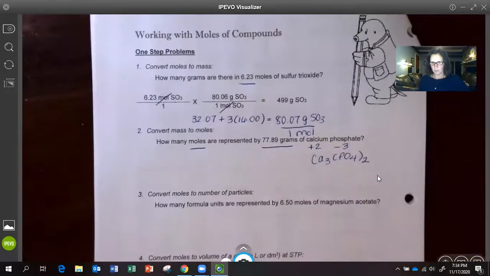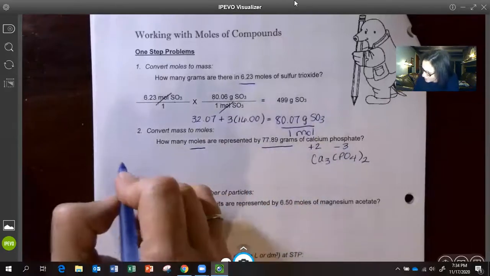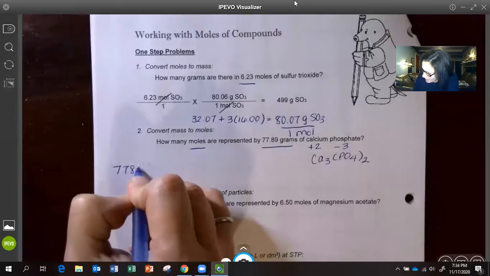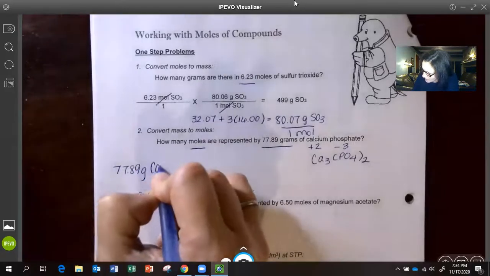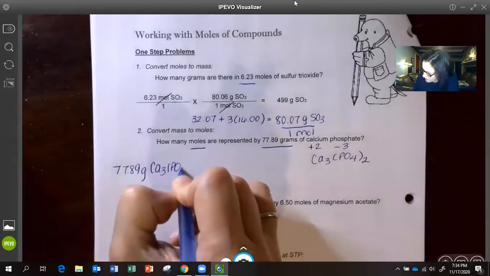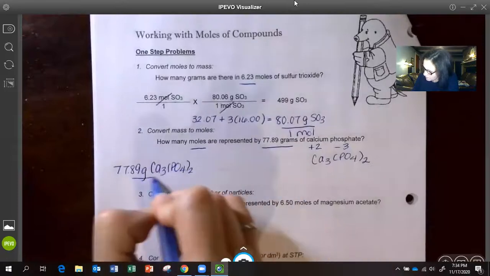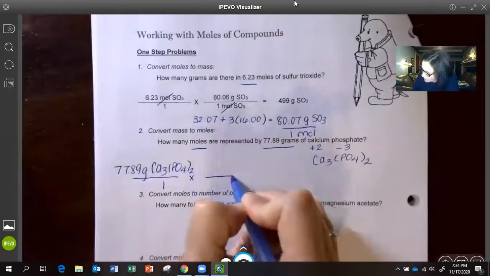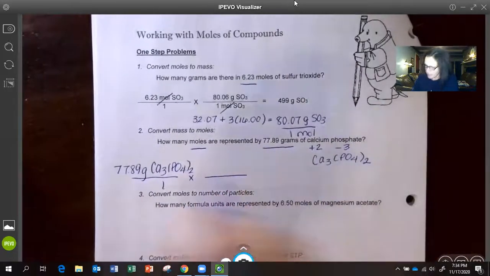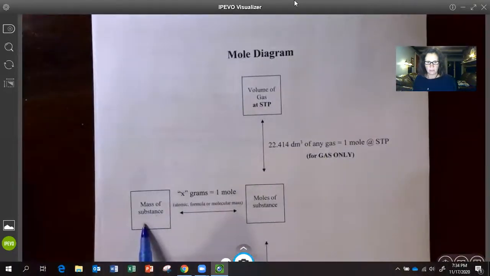So now we're going to set up our mole calculation. We want to start with 77.89 grams of calcium phosphate, and we want to turn that into moles. Using our mole diagram, we have grams and we want to know moles. That's one conversion factor, which uses what we call the formula or the molecular mass. For an ionic compound, it's the formula mass.